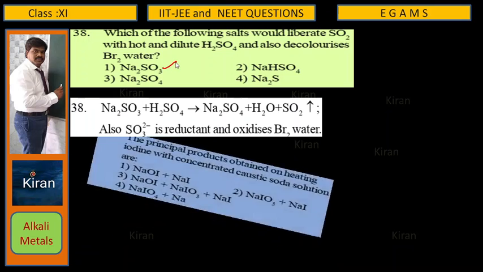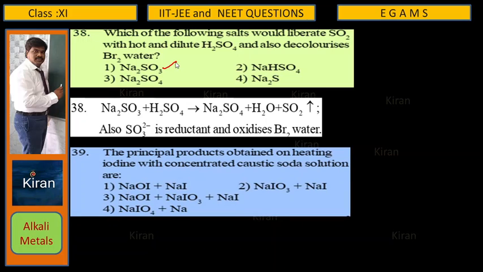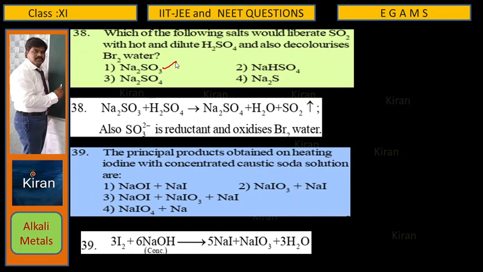The principal products obtained on heating iodine with concentrated caustic soda solution are, see here, this equation shows what products will be formed when iodine reacts with 6 moles of NaOH. The correct option for this is the second one. So these last 5 or 10 questions are related to important compounds. This is not there in your syllabus.